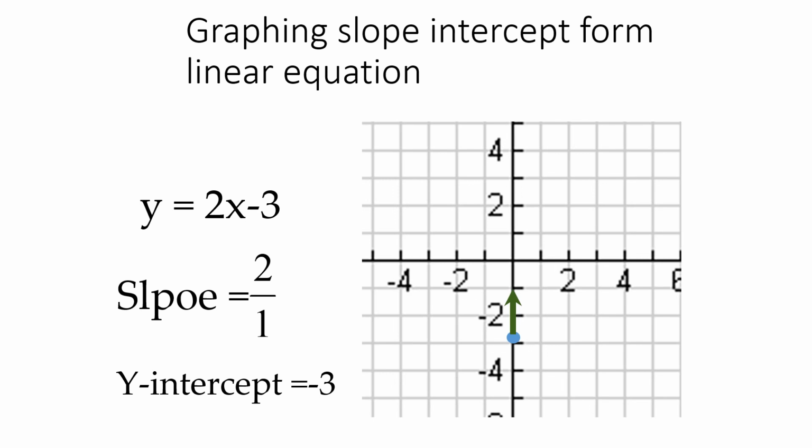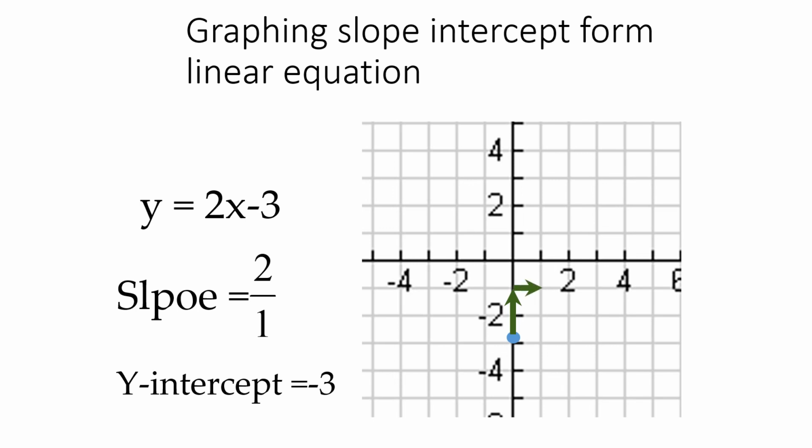Then going left or right. Run here means left or right, horizontal movement. How can I determine if it's left or right? According to the sign of the slope. If the sign of the slope is negative, you have to move left. If the sign of the slope is positive, you have to move right. In this case, we have to move right 1 step, because the sign of the slope here is positive and the denominator is 1.